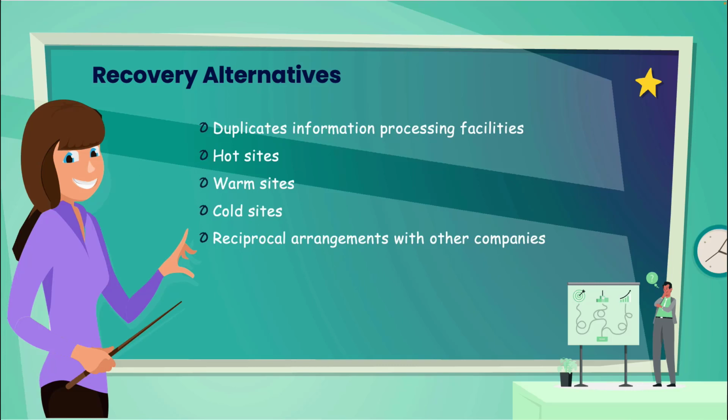There are many recovery alternatives. The first one is to duplicate your information processing facilities, especially if you have critical systems and you cannot tolerate downtime. You can duplicate them to another site, and in this case you need to maintain two sites. Of course, this comes with a high cost, and this is called real-time sites or fully duplicated sites.